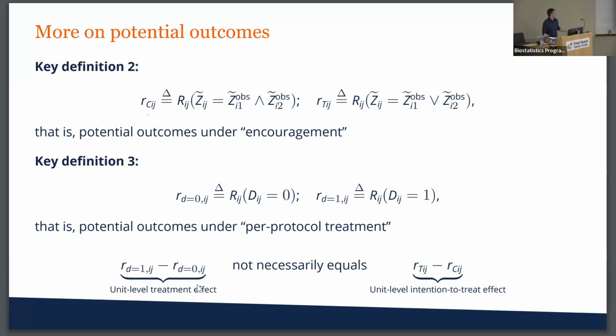The first one is the so-called protocol effect. The second one is the intention to treat effect. Of course, it's a unit level intention to treat effect.